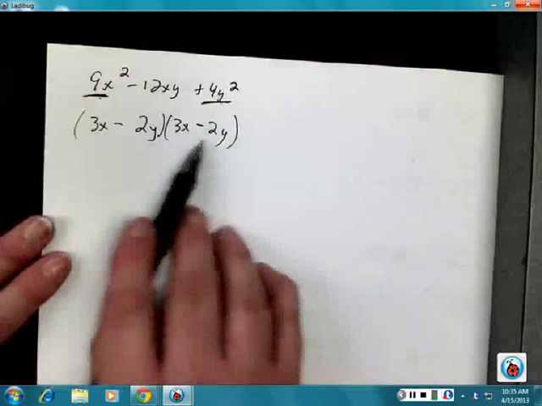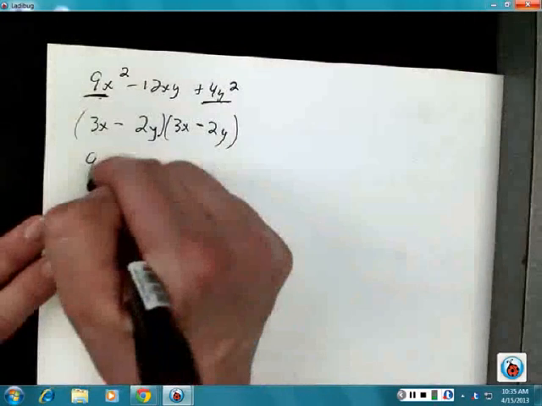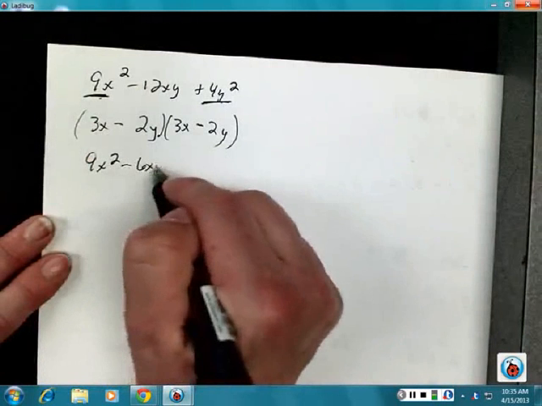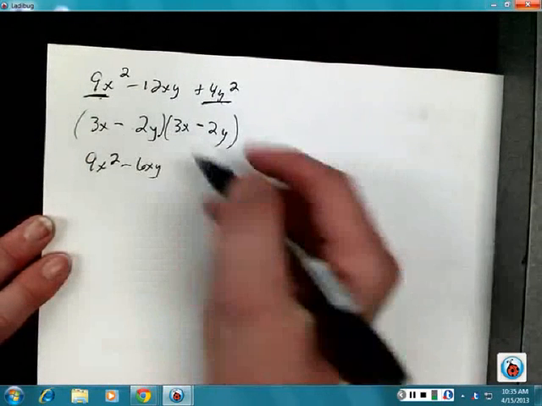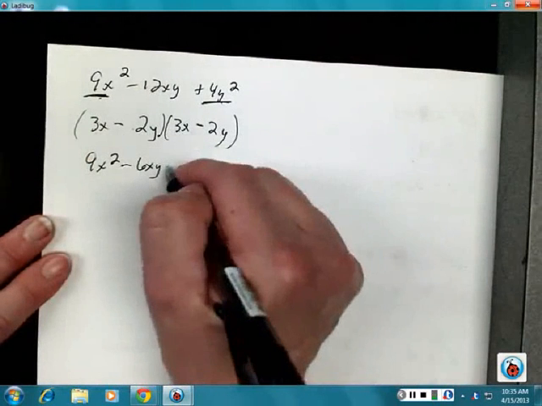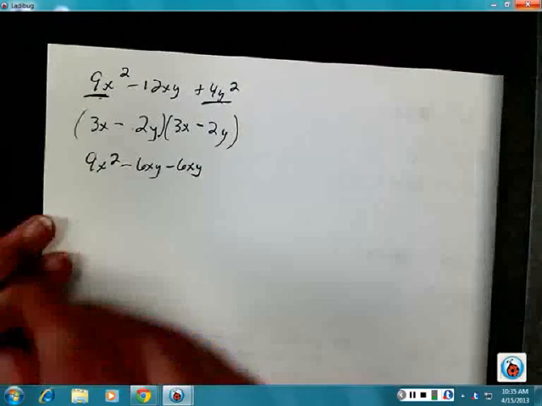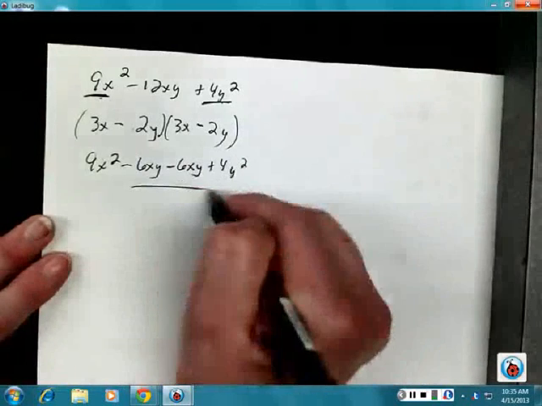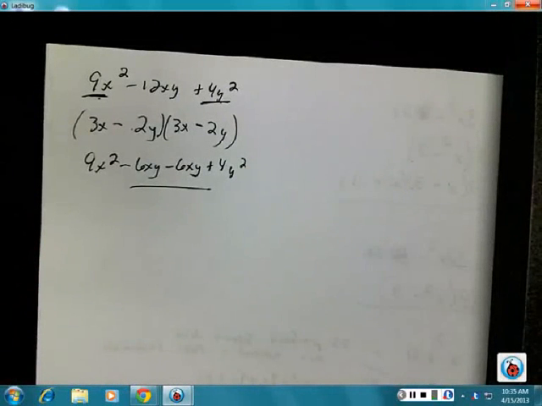3 times 3x is 9x squared. 3x times negative 2y is a minus 6xy. Negative 2 times positive 3 is a negative 6xy. Negative 2 times a negative 2 is a plus 4y squared. Notice your 12 came back in the middle.